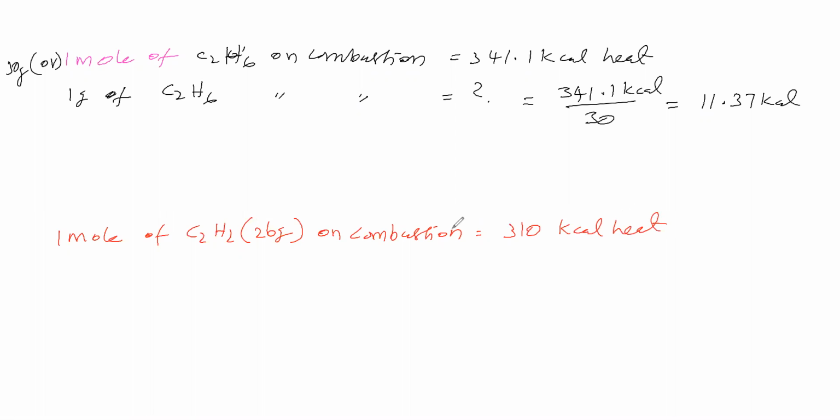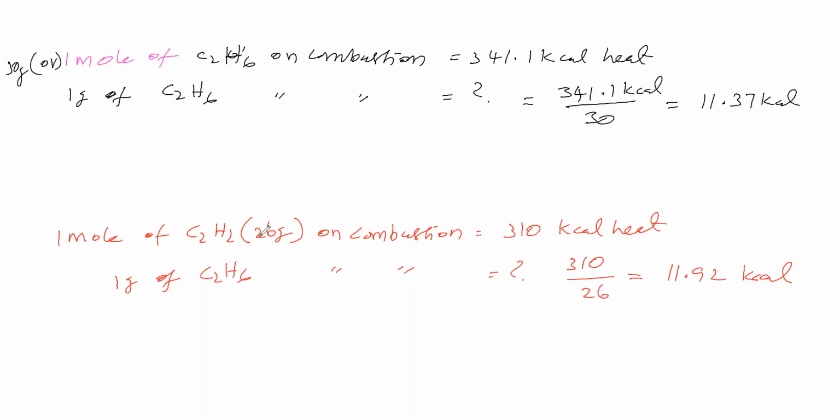310 kilocalories of heat. Okay, 1 mole of acetylene means 26 gram of acetylene. 26 gram of acetylene on combustion releases 310 kilocalories of heat. Therefore, 1 gram of acetylene on combustion releases how much heat? That is 310 by 26. So how much are we getting? 11.92 kilocalories of heat.